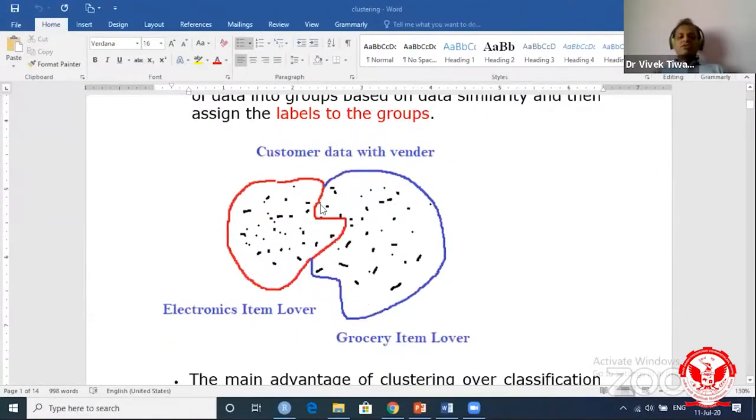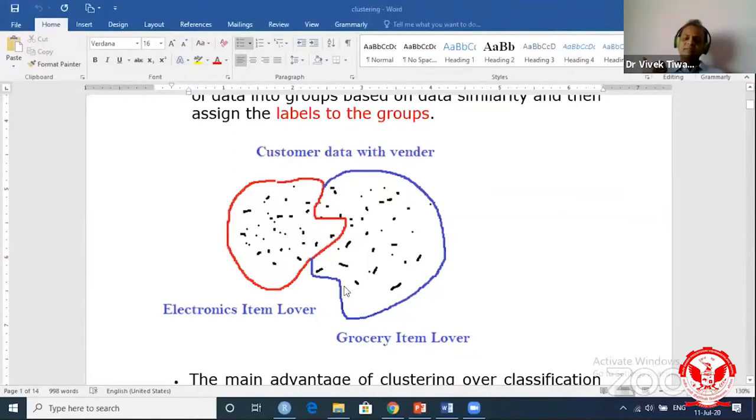Suppose this data set is given to you. That data set belongs to some vendor. You can consider something like DMart or Big Bazaar. Suppose I am the owner of Big Bazaar, and that is the customer data, all the customers' data of the last 5 or 10 years. Whatever the data, I have applied a clustering algorithm. Suppose the clustering method I have applied divided our data into two subgroups.